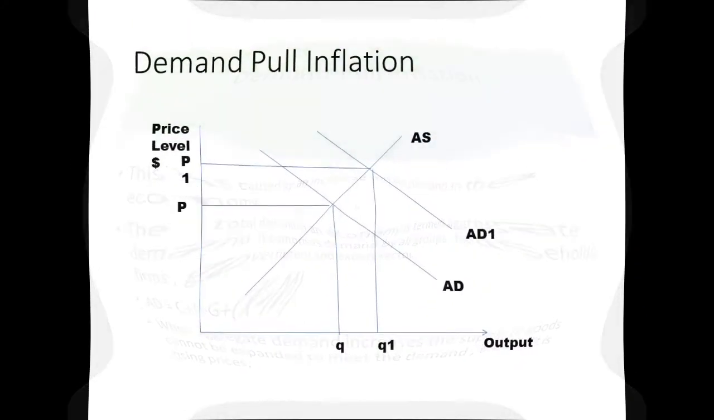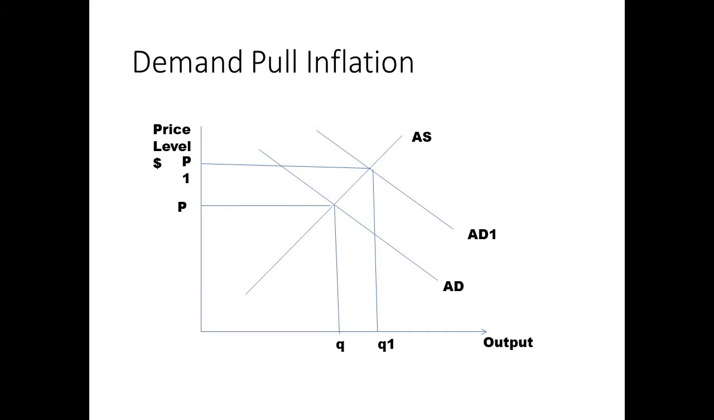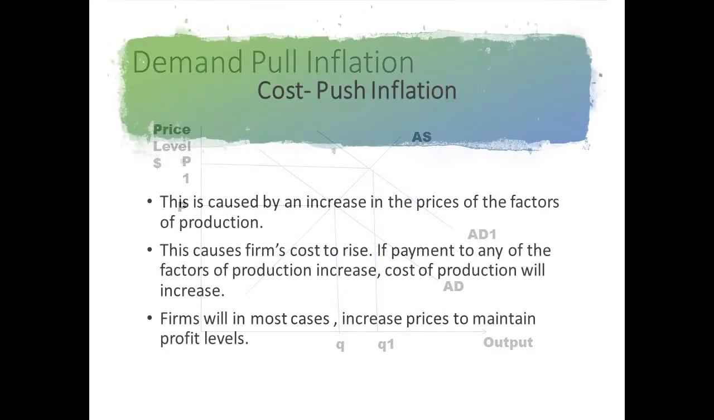Now let's look at the diagram. The general price level is determined at the intersection where aggregate demand is equal to aggregate supply. So at our original aggregate demand and supply curve, price is at P. When there is an increase in aggregate demand, the aggregate demand curve is going to shift from AD to AD1, while aggregate supply is being held constant, and you will see that at the corresponding price level there is an increase in prices.